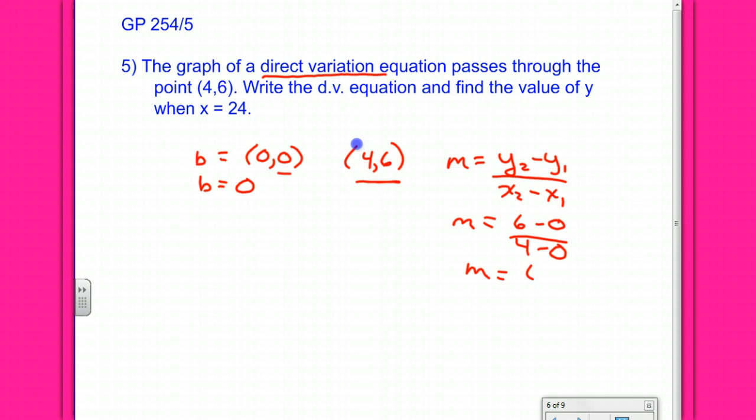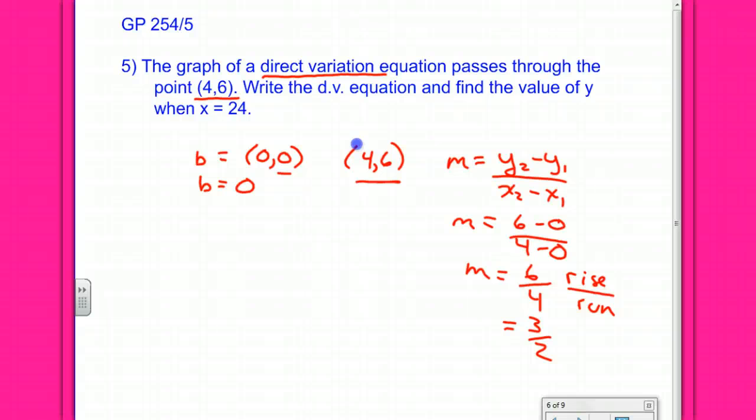Look at that. The slope is simply the known point. Because direct variation equations always go through (0, 0), when you know a point on the line, you simply put the rise, the y, over the run, the x. And then you can simplify. 6 over 4 is that same slope we just worked with, 3 over 2.